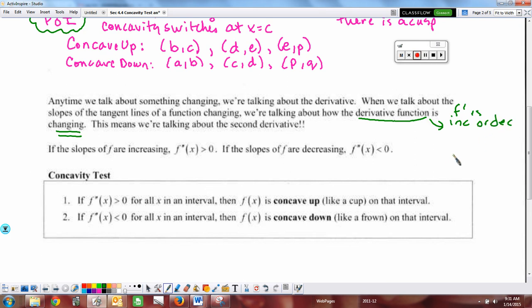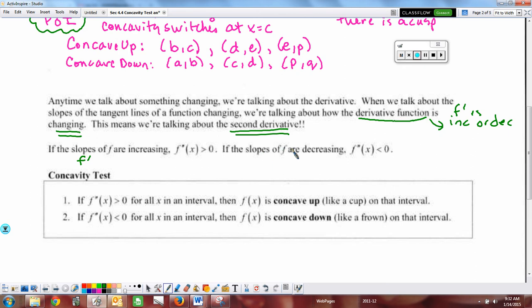And so to determine where f prime, the derivative function, is increasing or decreasing, you would use the increasing decreasing test, which is to use its derivative. And its derivative is the second derivative. And the second derivative, if you recall from all of our notes that we've had before, is the acceleration. Acceleration is your change in velocity. Okay? So if the slopes of f, which means f prime, are increasing, then your second derivative is positive.